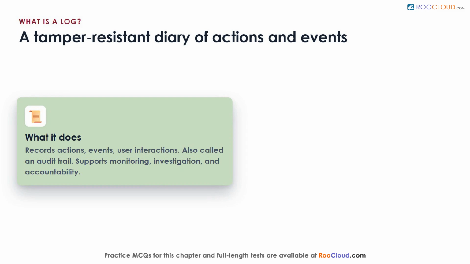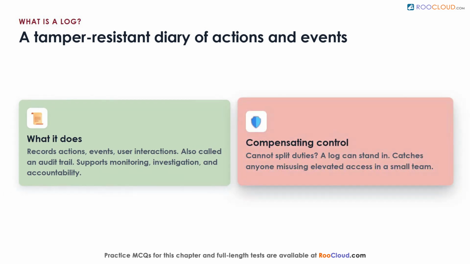Here is a useful angle for the exam. When you cannot build a primary control, a log can stand in. That is, a compensating control. Imagine a tiny startup that cannot fully split duties. Monitoring the logs catches anyone misusing elevated access.